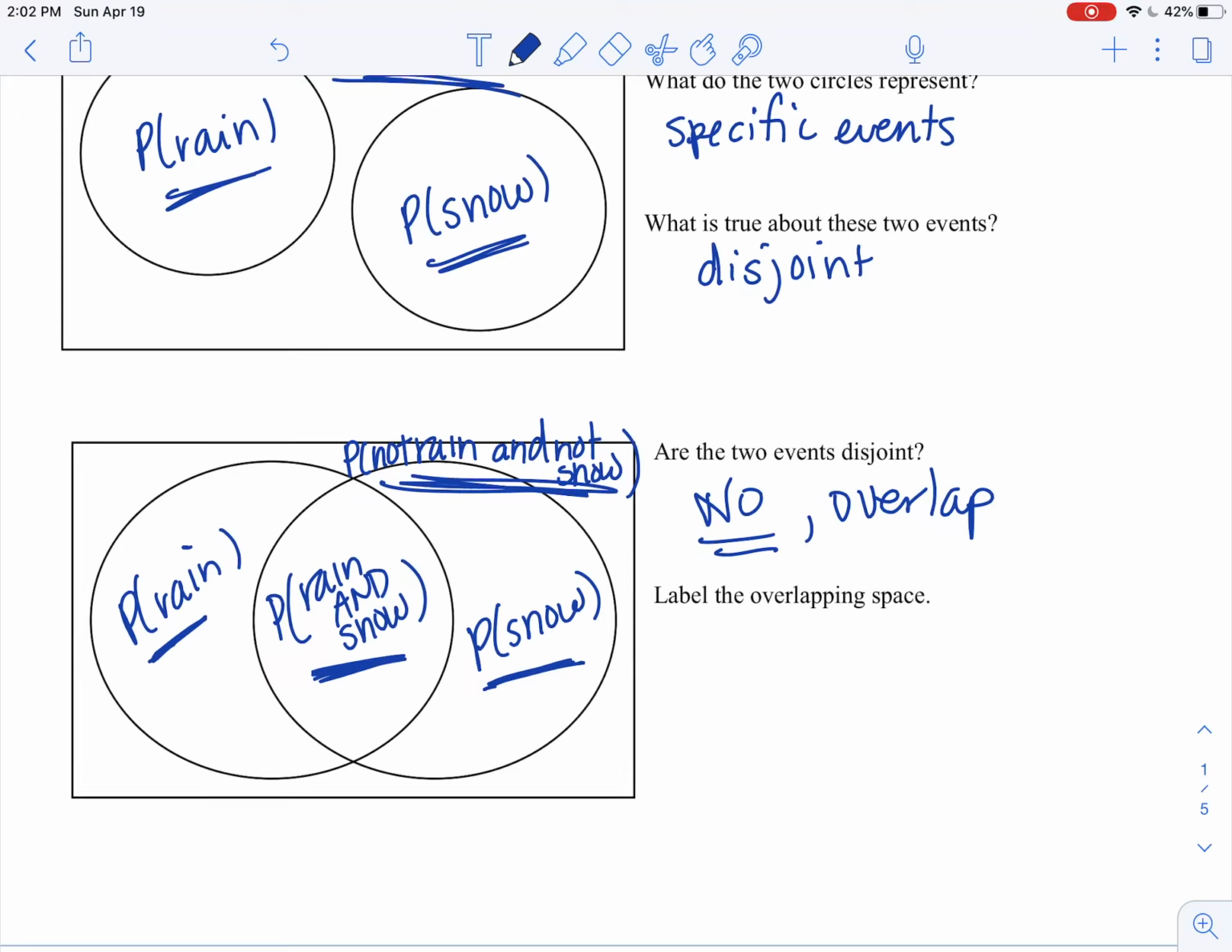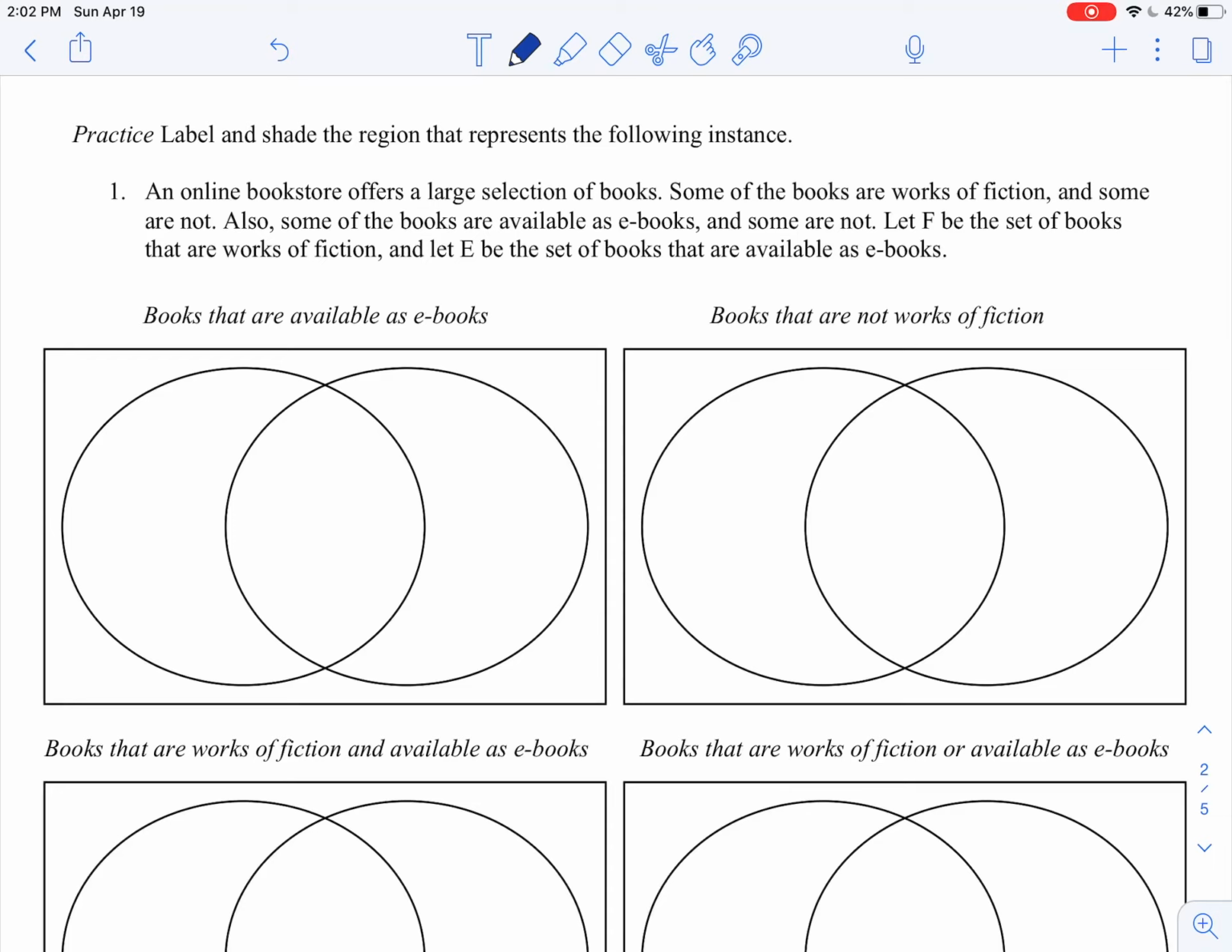We're just going to color in different sections in the Venn diagram to represent what's going on in each of these situations. It says an online bookstore offers a large selection of books. Some of these books are works of fiction, some are not. Some of them are available as ebooks, and some are not. Let F be the set of books that are fiction, and E be the set of books that are available as ebooks.